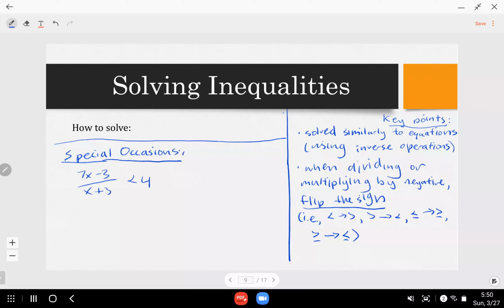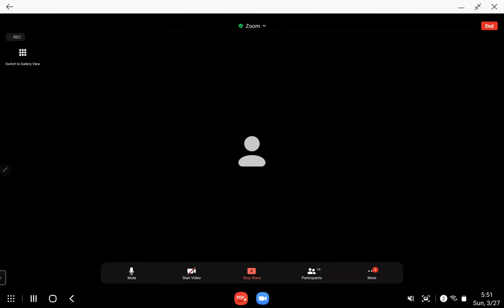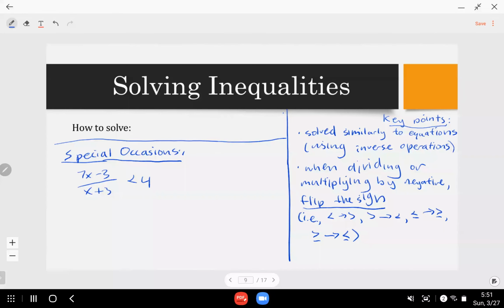Does anybody know how we solve this? Okay, I actually have no idea. You don't know how to solve this because you can't really solve this right now. I haven't taught you the way. So how do you do this? Does anybody know? I don't really know.